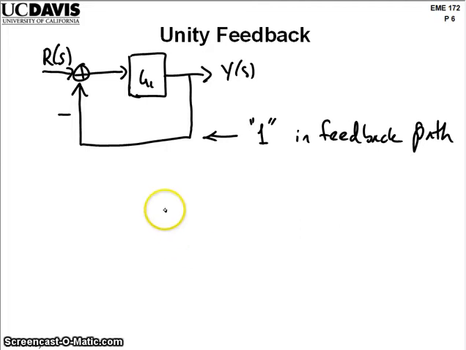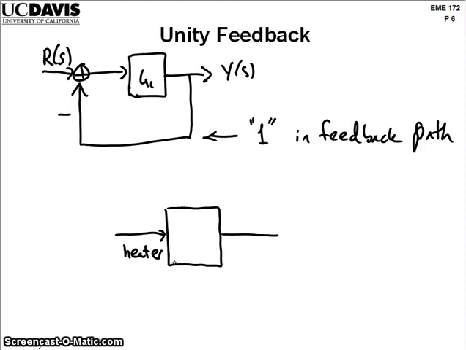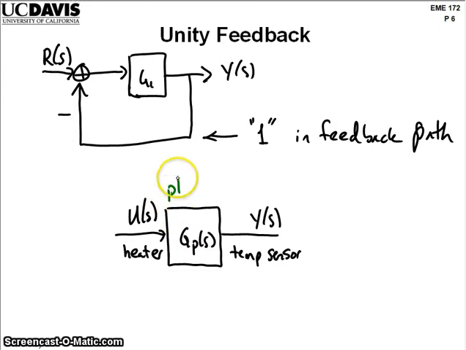So what I'm going to do is imagine that we have a heater and a temperature sensor. The heater is the input to our thermal system, and we have a temp sensor over here. I'm going to call the input to the thermal system U, and the output is Y. So that's the thing that we want to control. And I'll call this GP of S. So GP is the plant, it's the thing that we want to control.